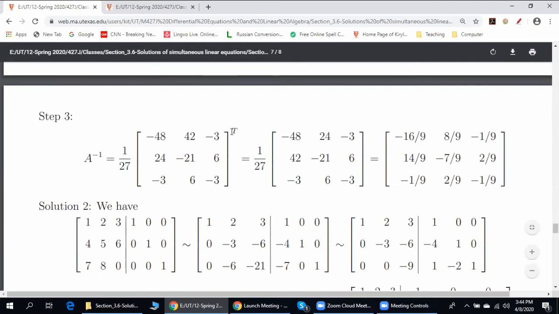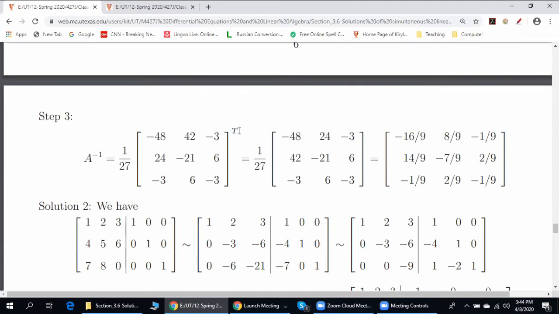By the way, I highlight T. Very often students forget to transpose. And the result follows. Folks, any questions here?